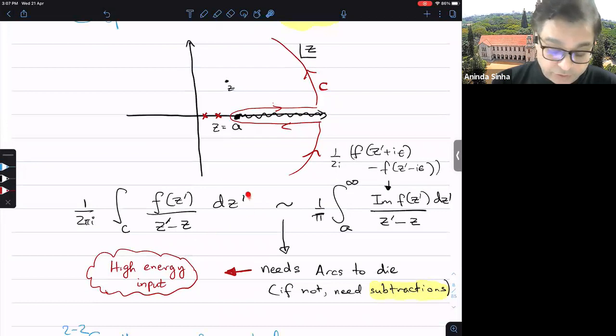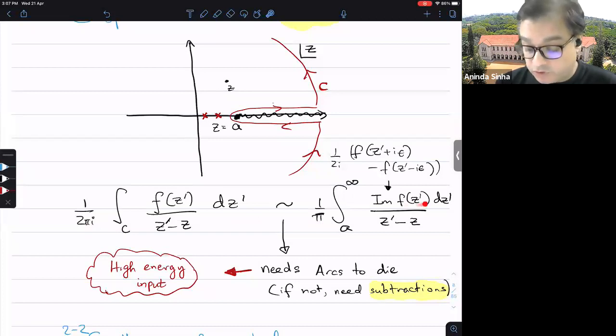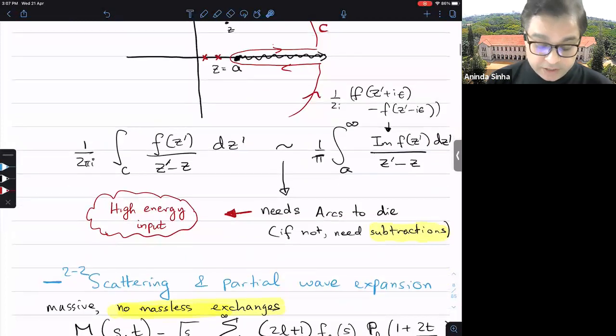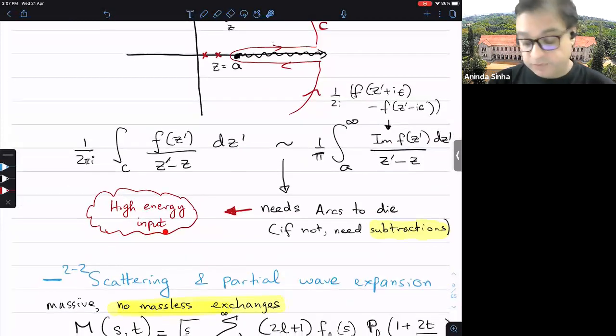Then you write down, using Cauchy's theorem, an integral of this kind, which gets related using Cauchy's theorem to the discontinuity across the cut. So instead of a contour integral, you get a line integral starting from the cut to infinity. So the point is that there is some high energy input.